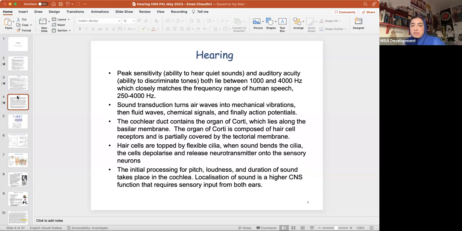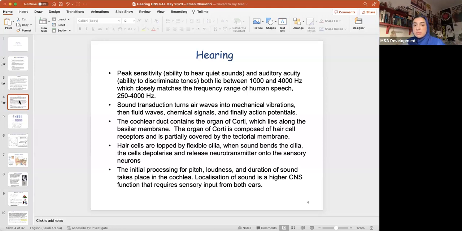So peak sensitivity, or ability to hear quiet sounds, and auditory acuity both lie within 1,000 to 4,000 hertz. So even though you can hear from 20 to 20,000, the more typical and favorable range is usually between 1,000, or according to other people, 1,500 to 4,000 hertz. So this is the frequency range for human speech. Women's voices are typically a higher pitch, men's are a lower pitch. And sound transduction turns airwaves into mechanical vibrations, and that's what we're going to talk about later.